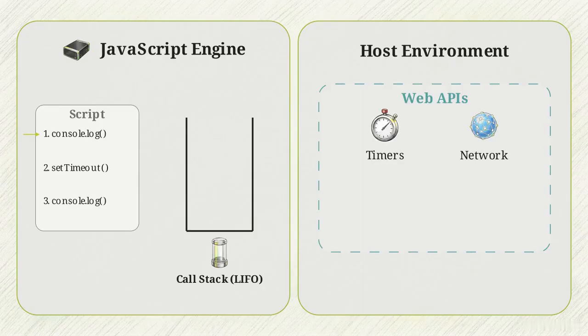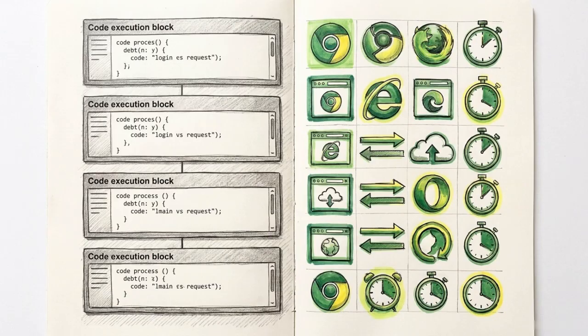When a script runs, standard synchronous commands execute immediately on the stack, but an asynchronous command, like setTimeout, is immediately handed off to the web APIs. The engine itself simply moves on to the next line of code. JavaScript executes synchronously. The host environment provides the concurrency.